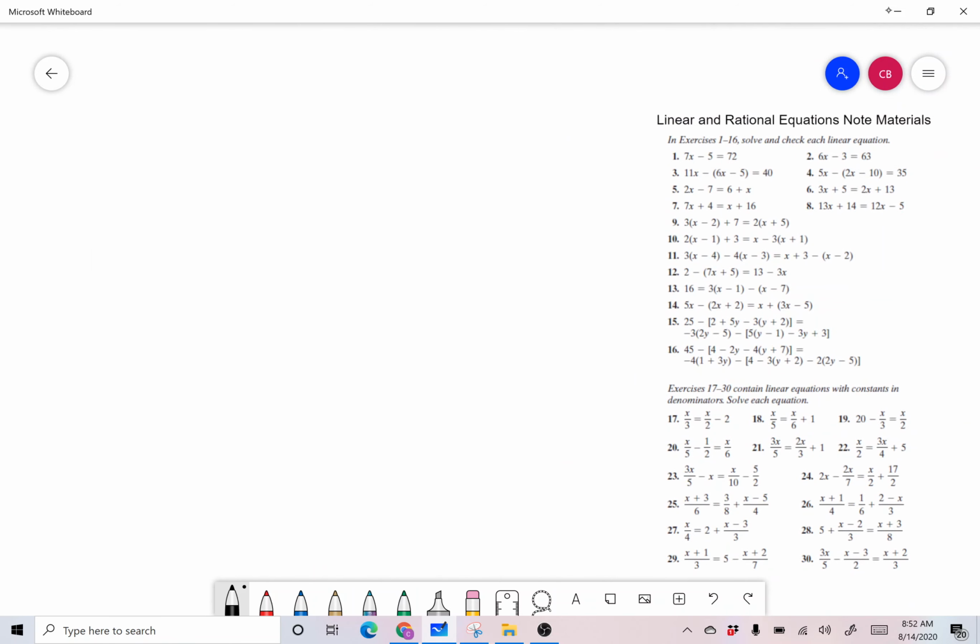Let's do 10. I'm probably going to need more space. 10. So we have 2(x minus 1) plus 3 equals x minus 3(x plus 1). Okay, so first things first, we're going to take care of the distribution first. So to do that, let's distribute the 2 to the x minus 1. So this is going to be 2 times x, 2x, minus 2 times -1 is -2.